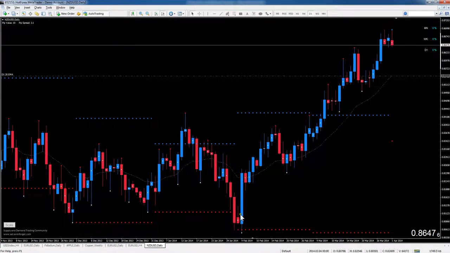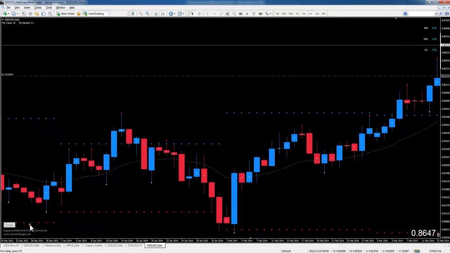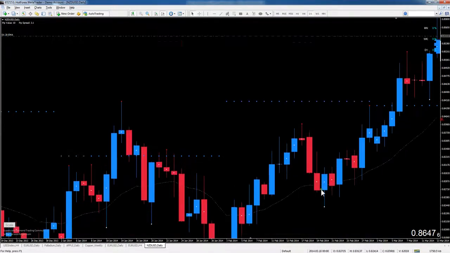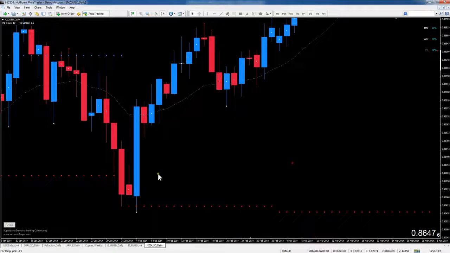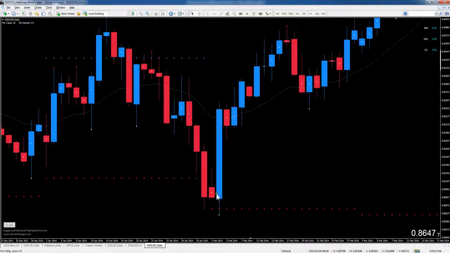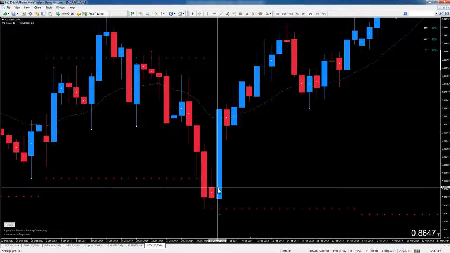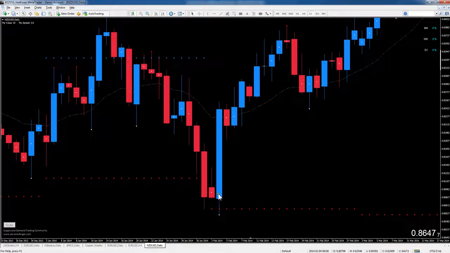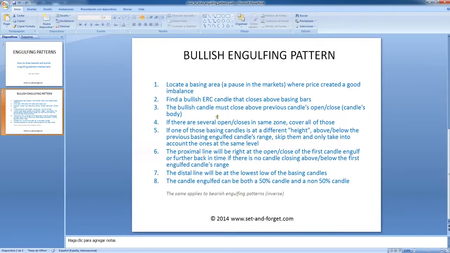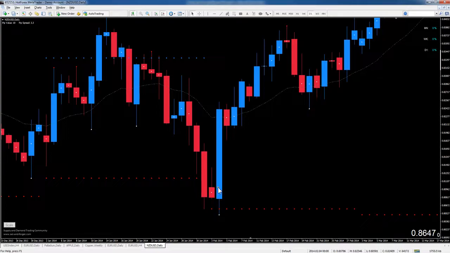This is a candle body, okay, there, and we do have this candle that engulfs the previous candle's body. Okay, so from here to here, this is the body, and this candle engulfs, covers the whole previous candle, one candle to the left. So if we continue the description, if there are several open closes in the same zone, we cover all of those. We'll cover that later. Okay, so this is just one candle at the base.